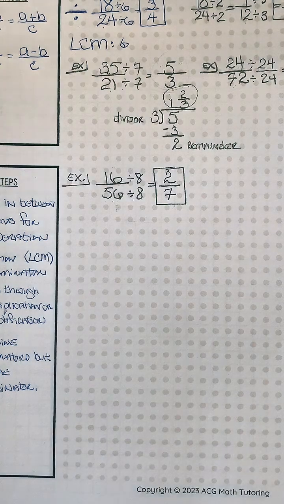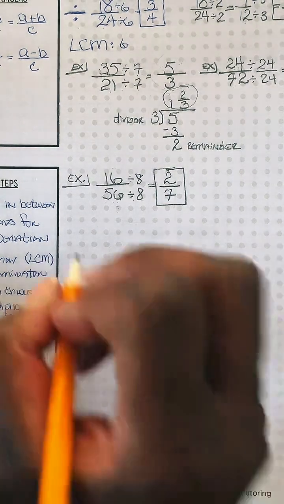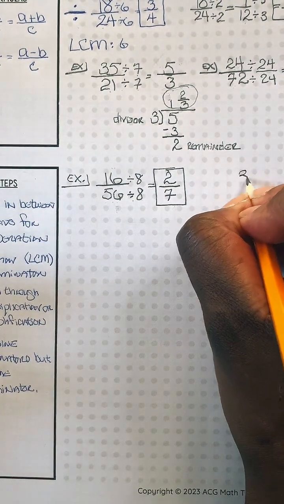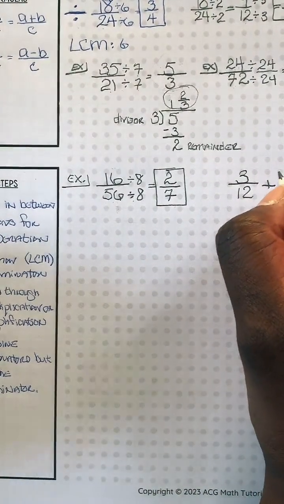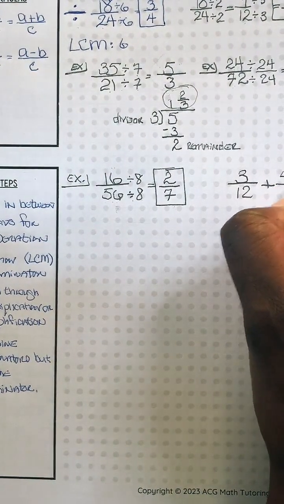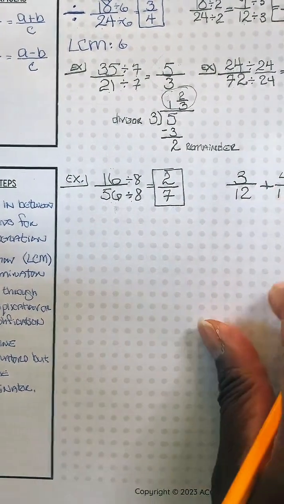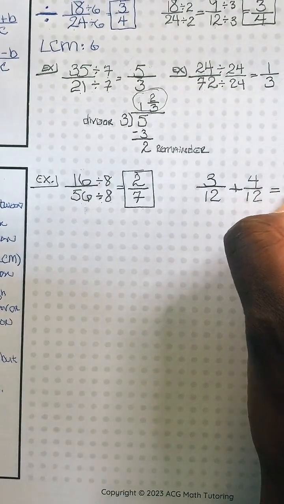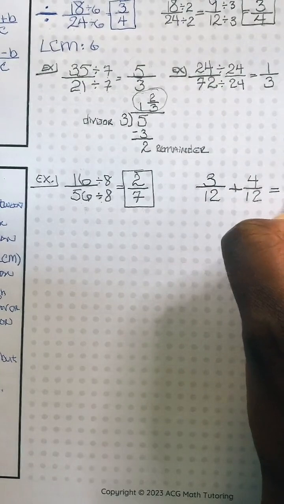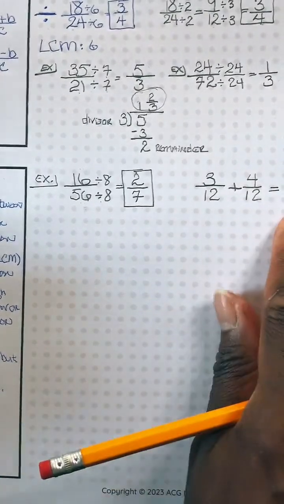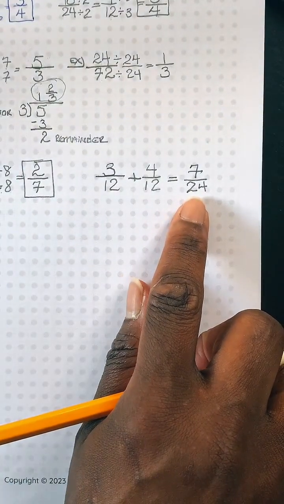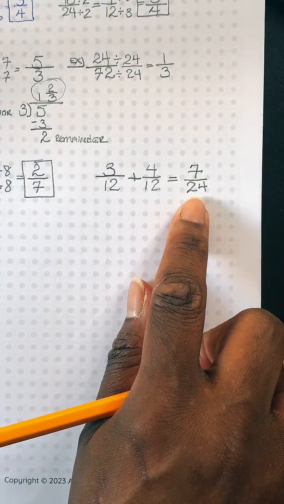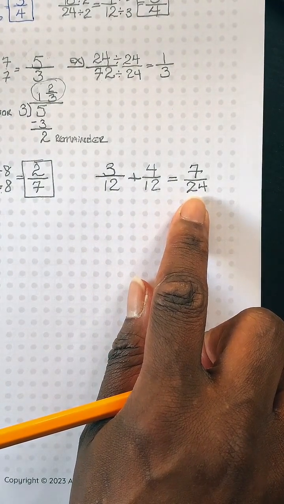So if I may do it like an example, let's say I'm going to put it over here. So I have 3/12 plus 4/12. So tell me, is my answer 7/24? Is that my final answer? Sorry, I have to slide that over. So 3/12 plus 4/12. Is my answer 7/24?